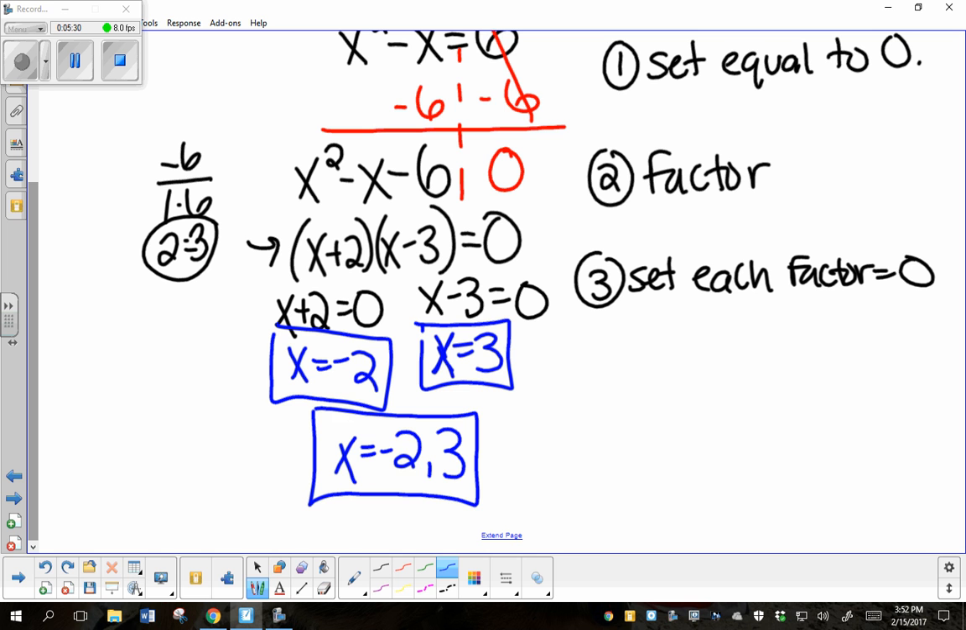Either one of them will work. And I want you guys to list them from smallest to greatest. So I list negative 2 and then 3. So let's try a couple more like that.